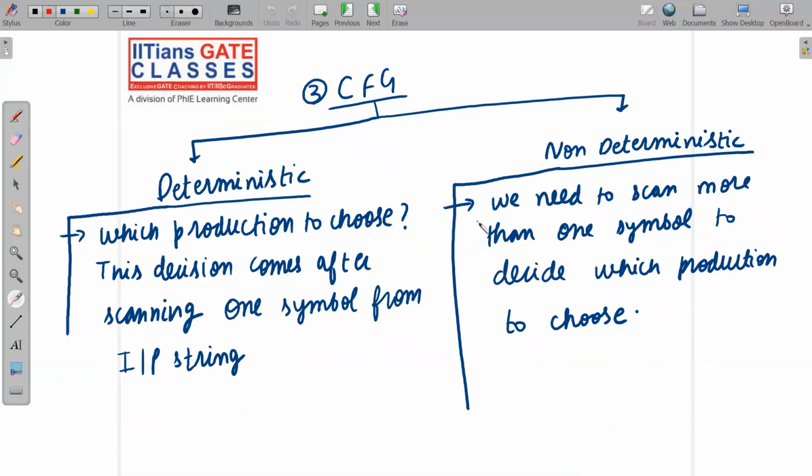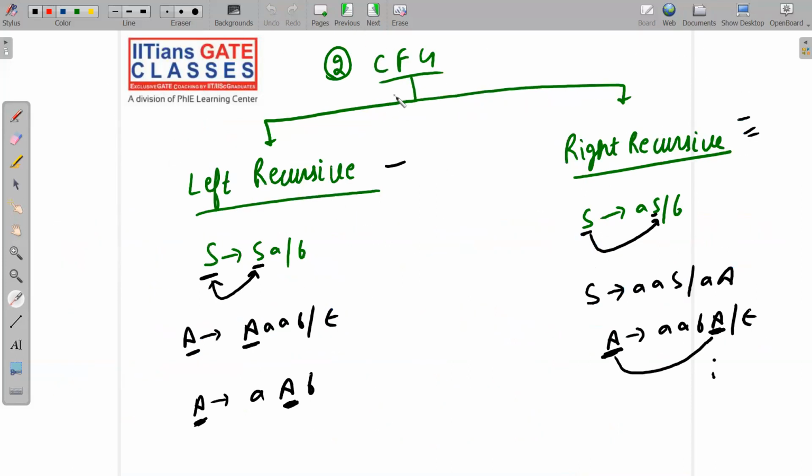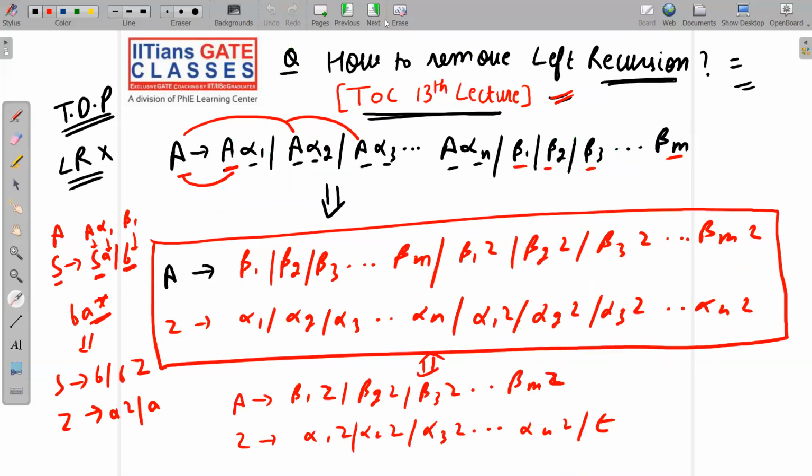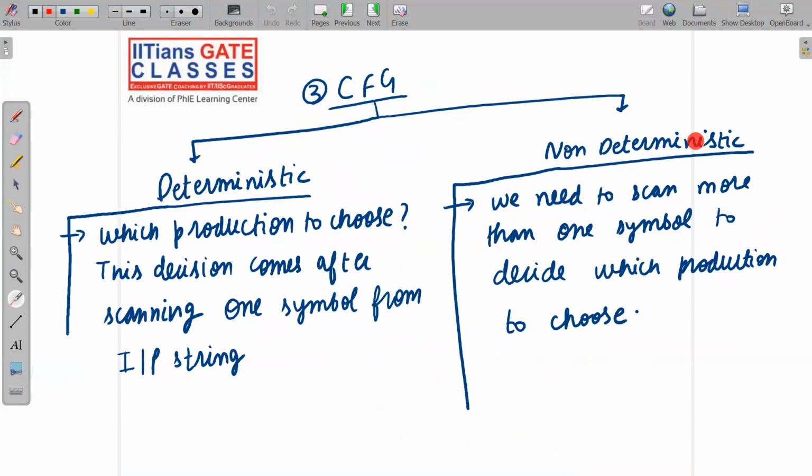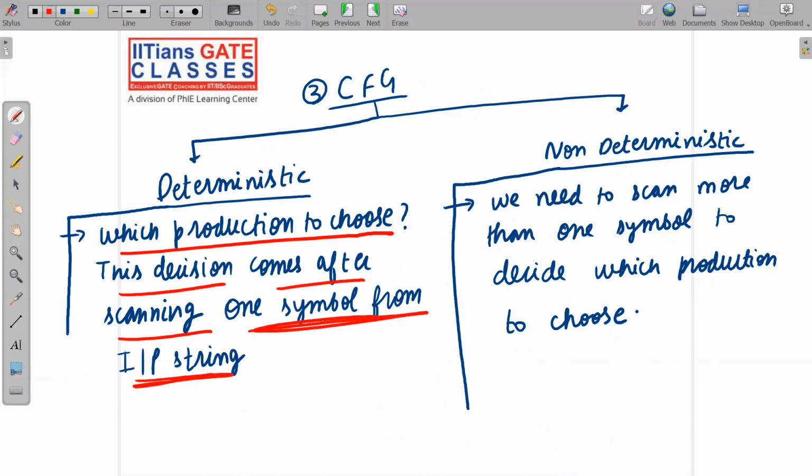So next bifurcation. The first bifurcation was ambiguous and unambiguous. The second bifurcation is left recursion and right recursion. The third bifurcation is deterministic and non-deterministic. Deterministic means deciding which production to choose. This decision comes after scanning one symbol from the input string. So after just scanning one symbol from the input string, we are able to decide which production to choose. This decision is for a top-down parser, so this bifurcation is regarding top-down parsers only.